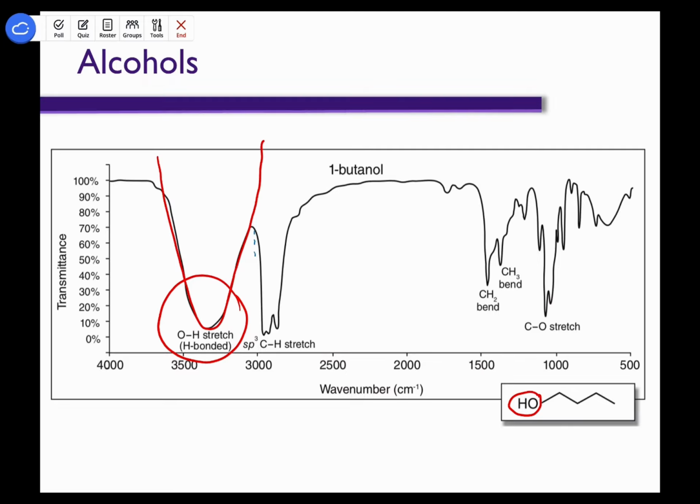Here, again, just less than 3,000 wave numbers, we still have our sp3 carbon-hydrogen stretches. And then we have some bends happening in the fingerprint region as well. But obviously the most diagnostic is that OH bond vibration, absorbing in that region.